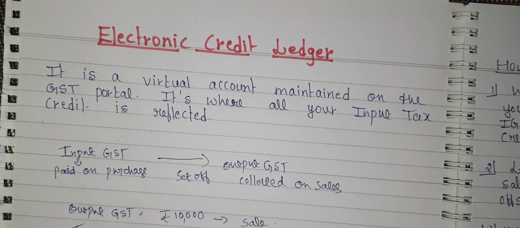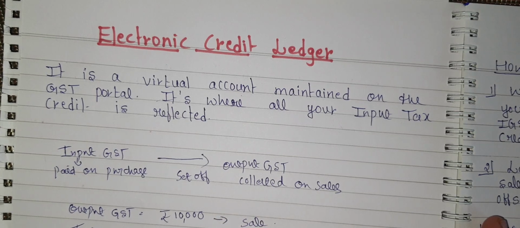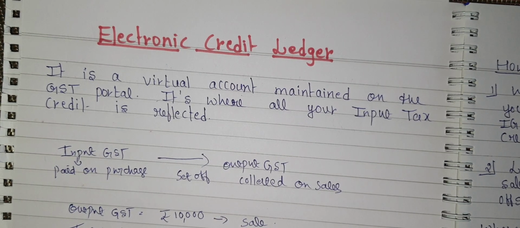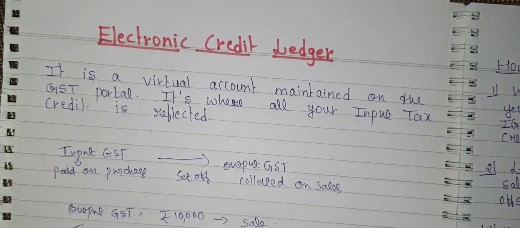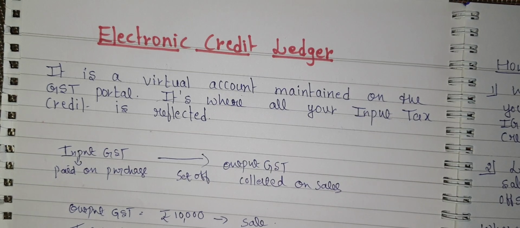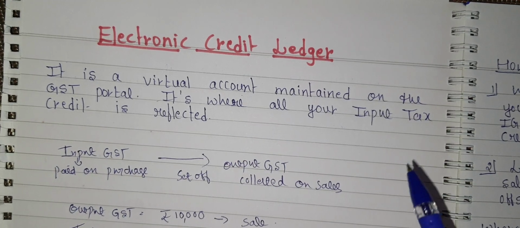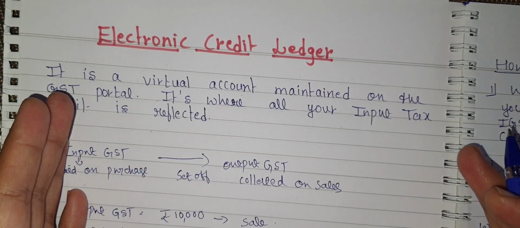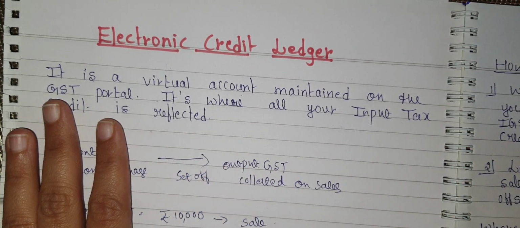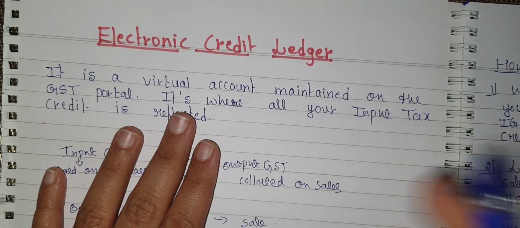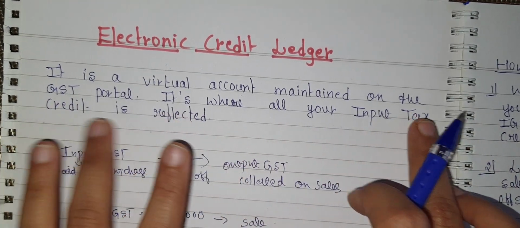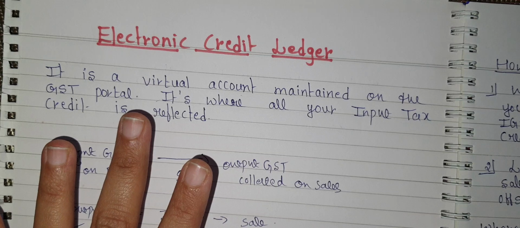Hello everyone. In the last class, I explained about electronic cash ledger, and in today's class, I am going to teach you about electronic credit ledger. Now we will see what is electronic credit ledger. It is a virtual account maintained on the GST portal, and it is a place where all your input tax credit is reflected.